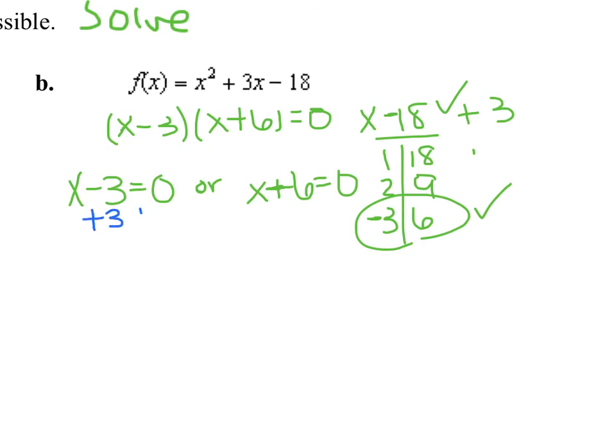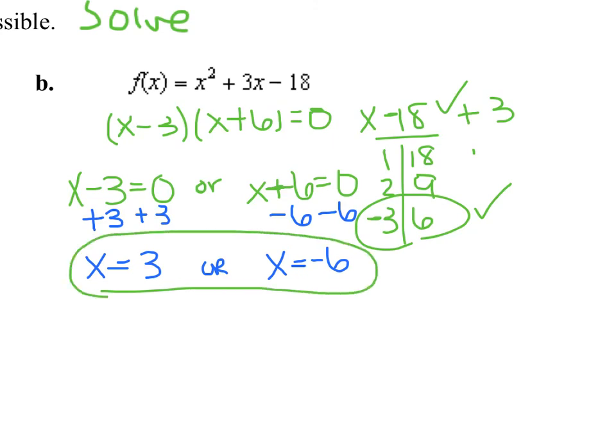I'm going to move my 3 over to the other side by adding it. So my first zero is x equals 3. Over here I'm going to subtract 6 from both sides, so I get x to equal negative 6. And those would be my two answers.